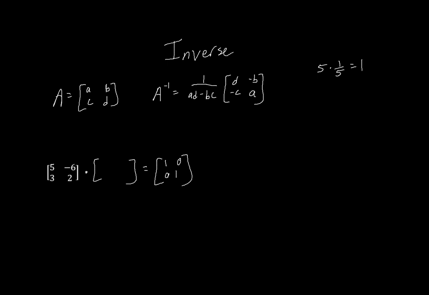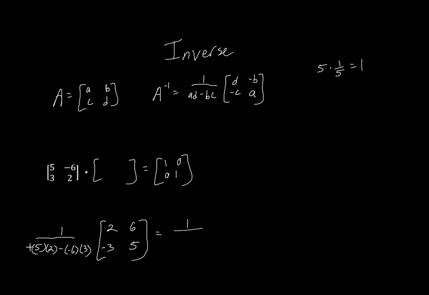So let's go ahead and do that with this matrix right here. So I have this as my matrix A. To find the inverse of that, it's going to be 1 over a times d, 5 times 2, minus b times c, negative 6 times 3. And that gets multiplied by my modified matrix here. So I'm going to switch a and d, 2 here, 5 there, and I change the signs, or I multiply it by negative 1. So negative 6 becomes positive 6, positive 3 becomes negative 3.